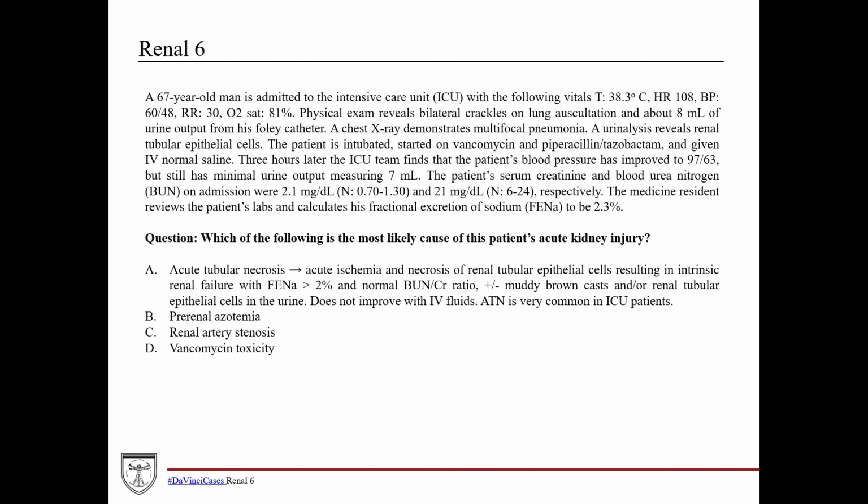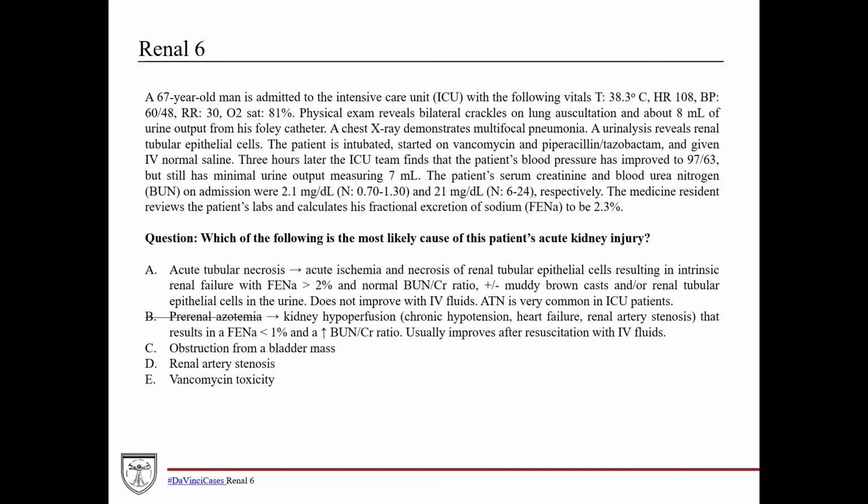But again, this patient has acute ischemia, necrosis of renal tubular epithelial cells, which you've seen in the urine analysis. His FeNA is greater than 2%. He has a normal BUN over creatinine ratio. We see renal tubular epithelial cells in the urine. His renal function did not improve with IV fluids. And again, ATN is very common in ICU patients, so this all seems to fit.